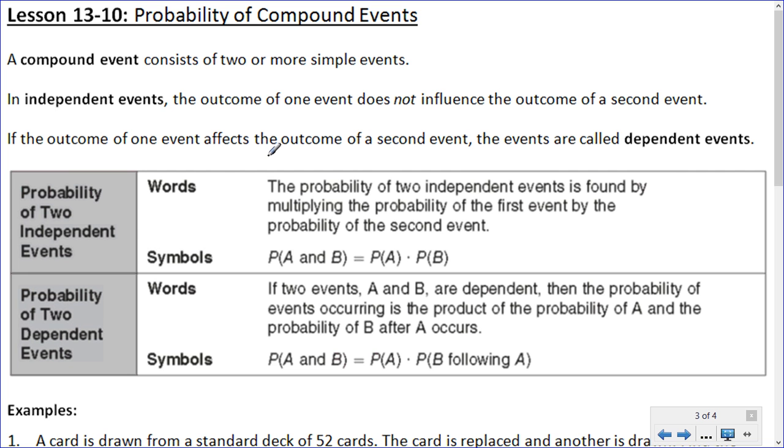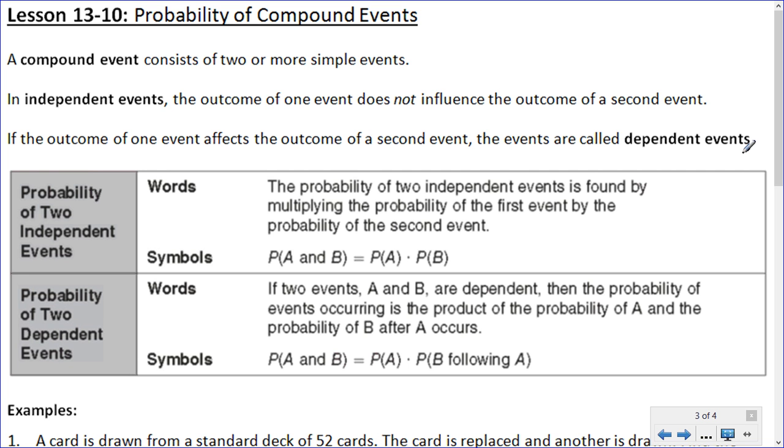If the outcome of one event affects the outcome of a second event, the events are called dependent events. So an example here would be something where a card is drawn and then without replacing it, another card is drawn. Or the same thing with a bag of marbles. If one is taken out and then another one is taken out without the first one being replaced, then those are dependent events because the first outcome affects the probability of the second outcome. You have a different makeup involved.